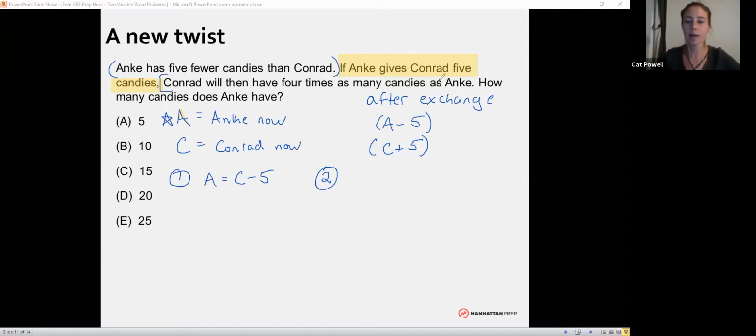Conrad will have, okay, so Conrad will then have, I know that Conrad will then have his C plus 5, and that's equal to 4 times the candies that Anka will have, which is A minus 5.